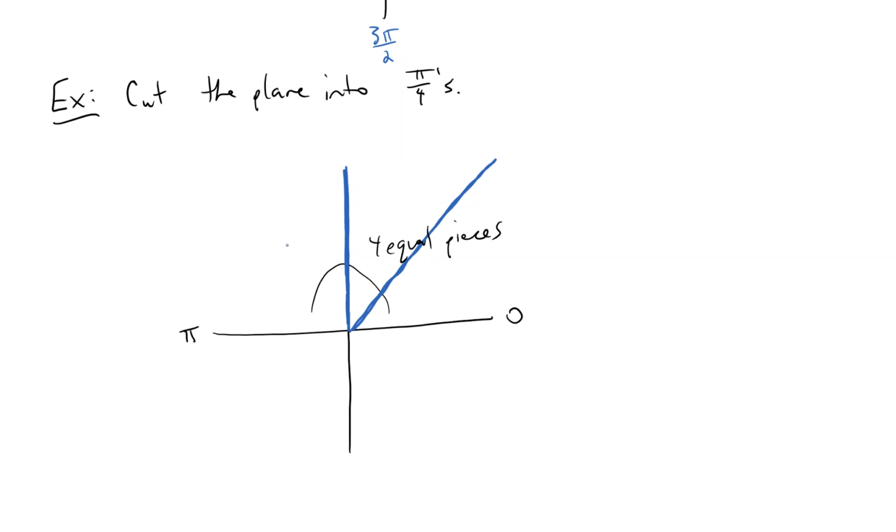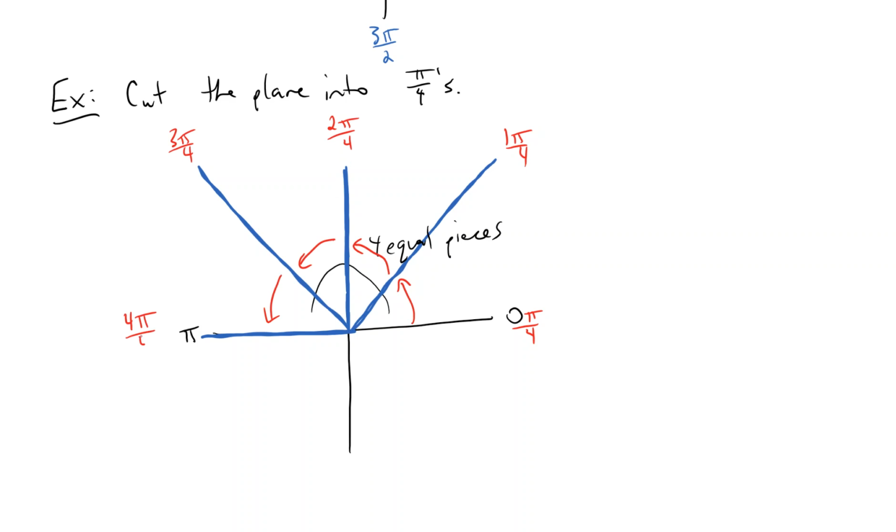Like this. And now I have 4 equal pieces. I've cut my pi into 4 equal pieces. So that means, now when I look at this, this is 0 pi over 4. I'll rotate 1 pi over 4, so this is 1 pi over 4. I'll rotate another, giving me 2 pi over 4. Rotate another, 3 pi over 4. And finally, 4 pi over 4.